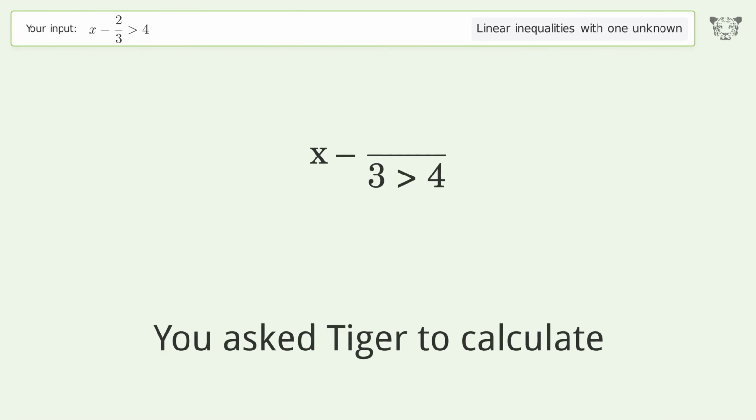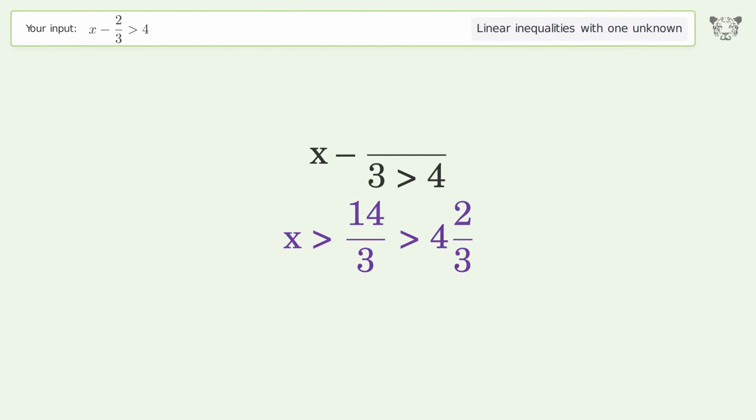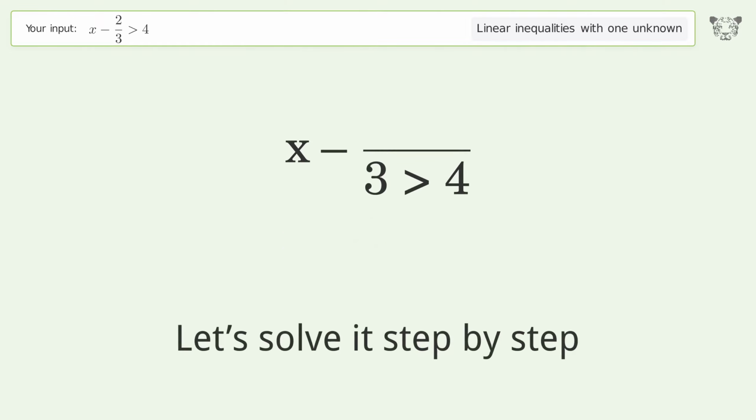You ask Tiger to calculate. This deals with linear inequalities with one unknown. The final result is x greater than 14 over 3 greater than 42 over 3. Let's solve it step by step.